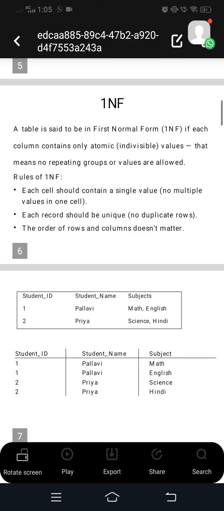Here is an example, that is student ID, student name, subject. First number 1 Pallavi, subject maths English. Second one is Priya, science and Hindi. Here in the subject column there are two values, that is maths and English and science and Hindi. Therefore the table is not in 1NF.